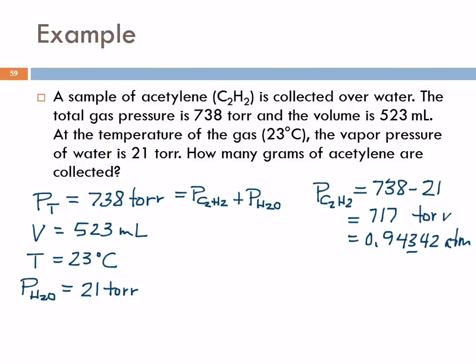To find moles of gas, n equals what? PV over RT. Just a rearrangement of PV equals nRT. I need the pressure of the gas, 0.94342 atmospheres. I need the volume of the gas. Is milliliters going to be a good unit? No, I need liters. So that's 0.523 liters.